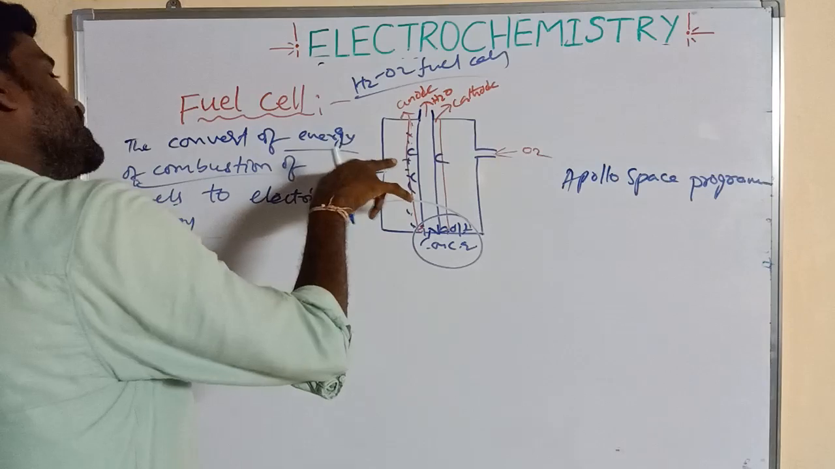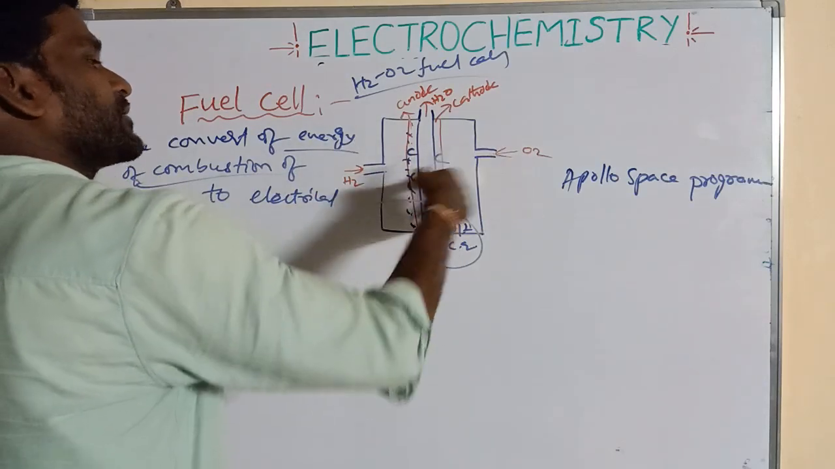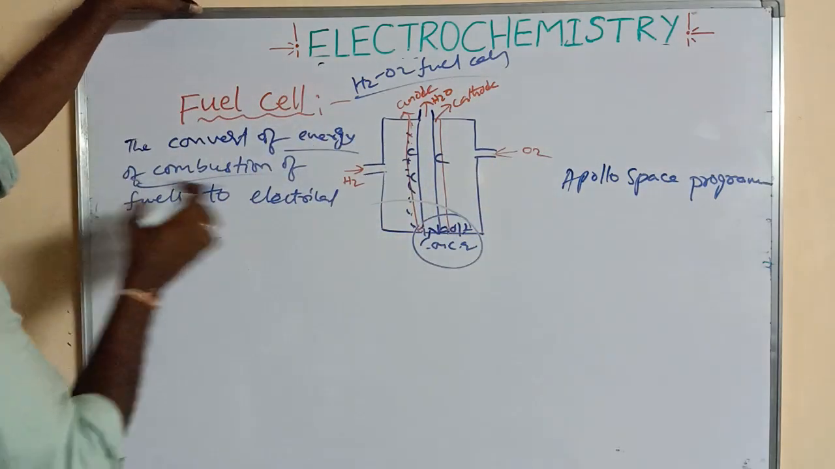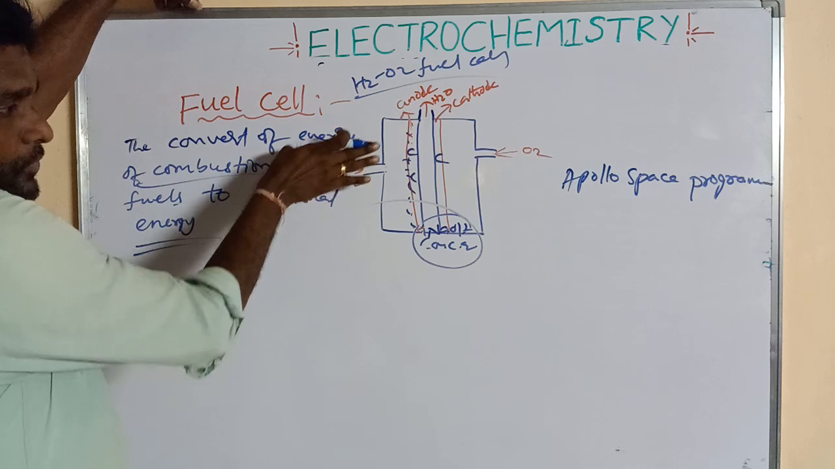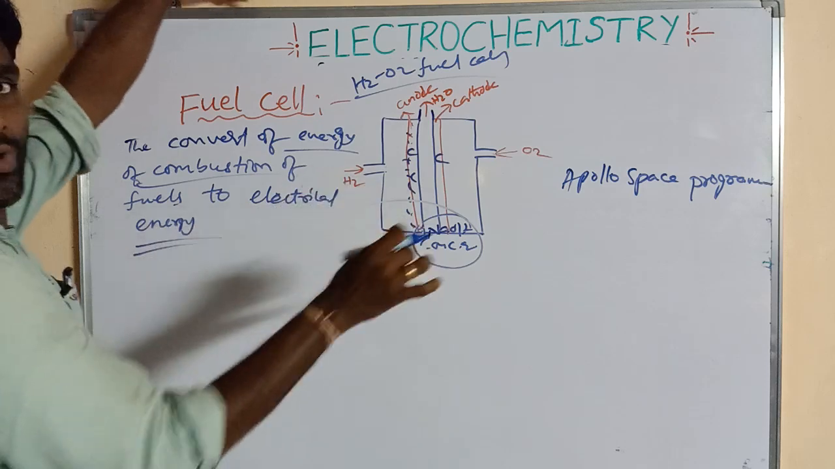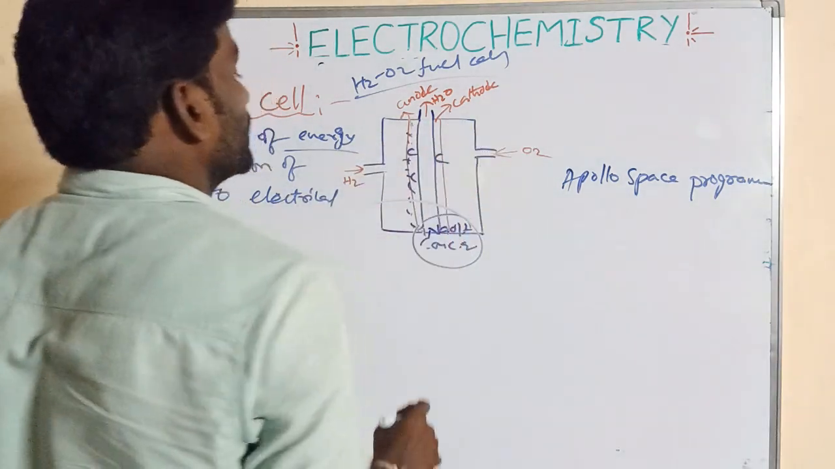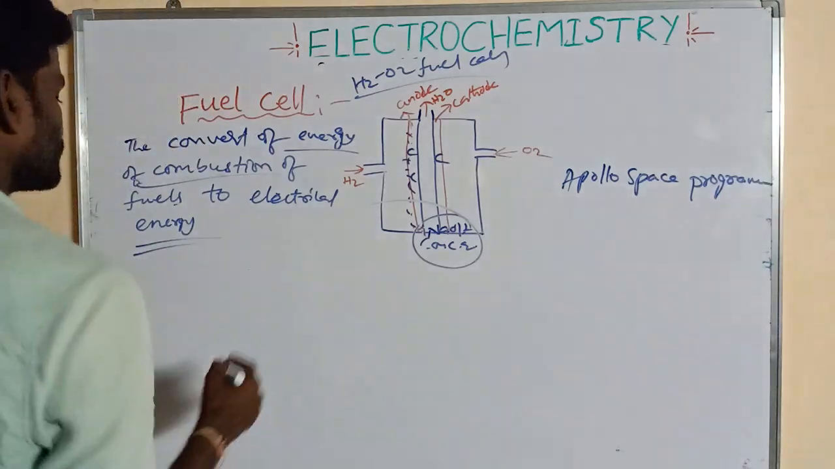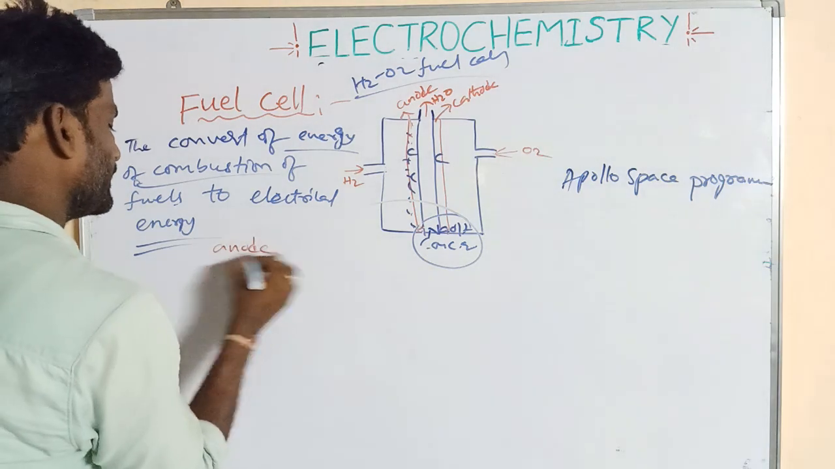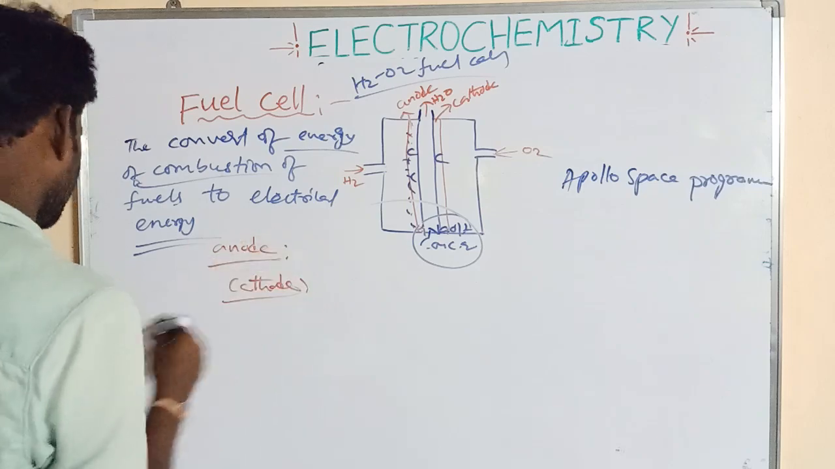Here hydrogen is absorbed in this carbon, and here oxygen is absorbed. So these act as electrodes. Hydrogen and oxygen gas is passed through porous carbon electrodes immersed in concentrated aqueous NaOH solution. This is the electrolyte, and these are the electrodes. Finally, at anode, at cathode, and the net reaction.